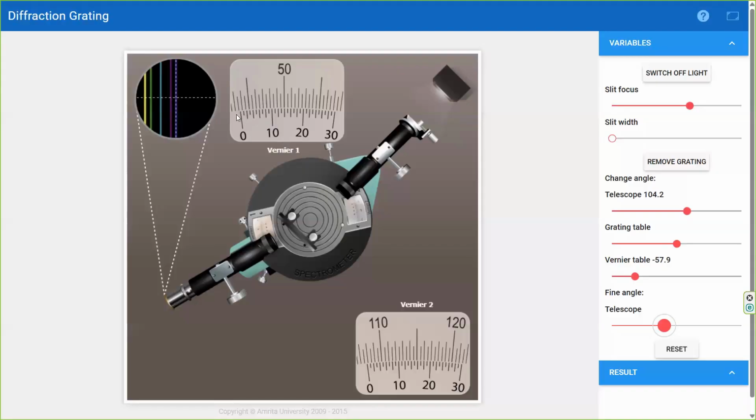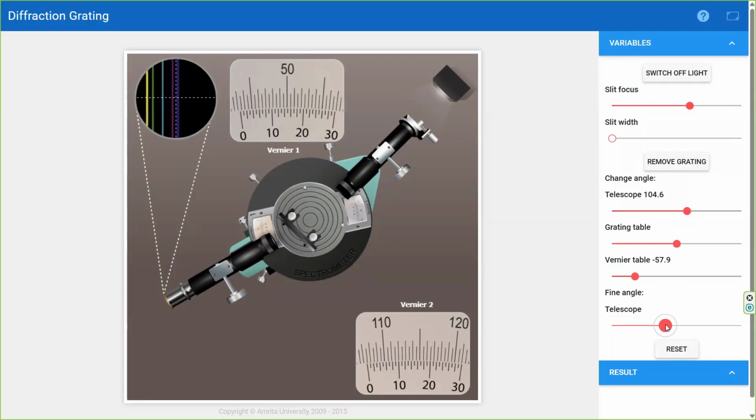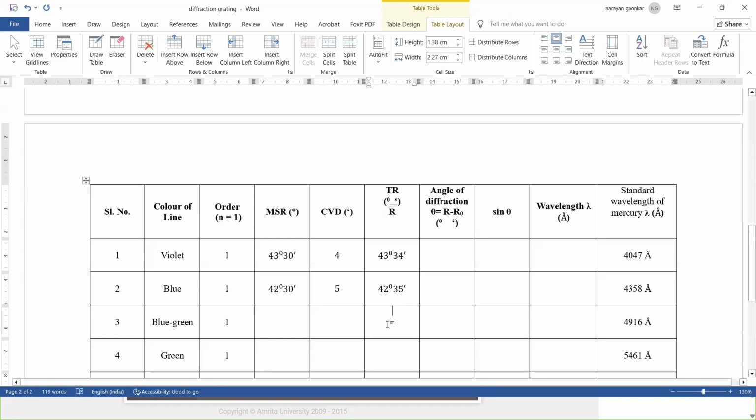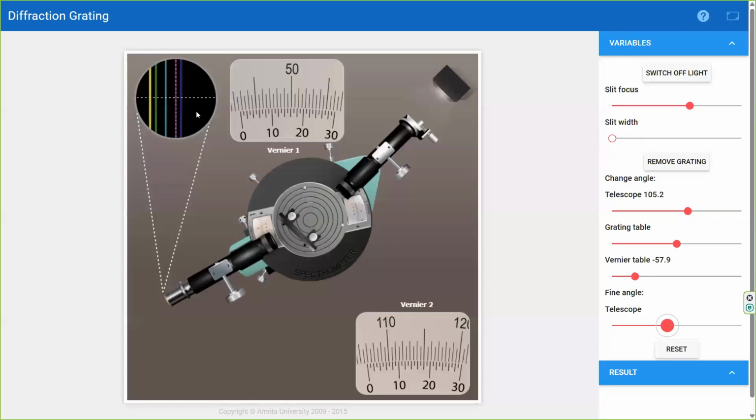Now I will take the reading for the blue line. So using the fine adjustment of the telescope, move this to the blue line and take the reading. And this is 44, 43, 42. 42 degree 30 minute. And if you observe the CVD, that is 5. 42 degree 30 minute and CVD is 5. So I have entered the reading for the blue line and the total reading is 42 degree 35 minute. Now I will move it to the other lines and I will take the reading.